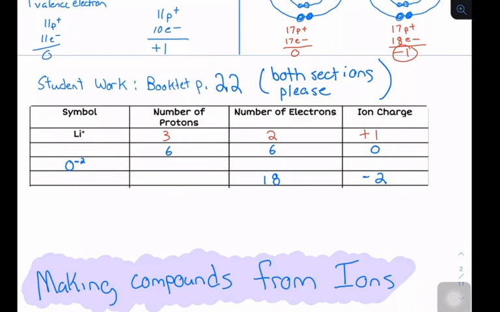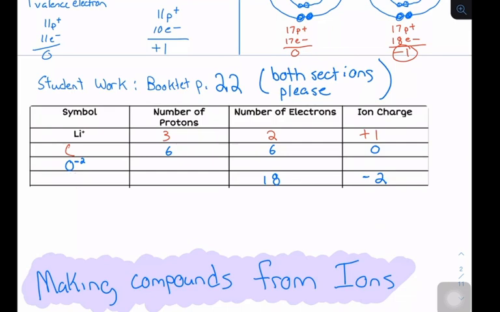Looking at the next one, we have 6 protons and we have 6 electrons. We have a charge of 0. This means that we're dealing with a neutral atom, but we would have to look to the periodic table to decide what atom that is. And when we look at the periodic table, protons equals atomic number, so this equals carbon.